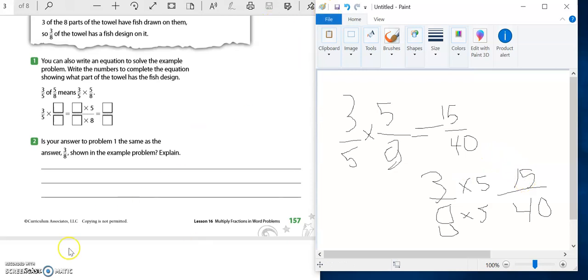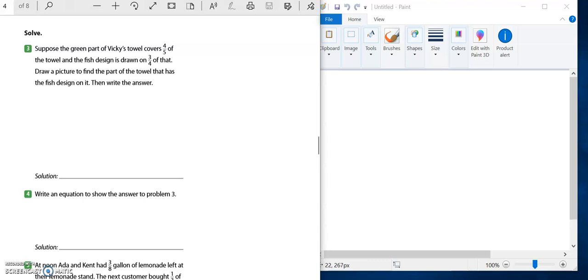All right. Okay, so for number 3, it says, suppose the green part of Vicky's towel covers 4/5 of the towel, and the fish design is drawn on 3/4 of that. Draw a picture to find the part of the towel that has the fish design on it. Then write the answer. So what we're doing is we're actually solving a problem that's similar to our example. So what we would do is we're going to make a towel.